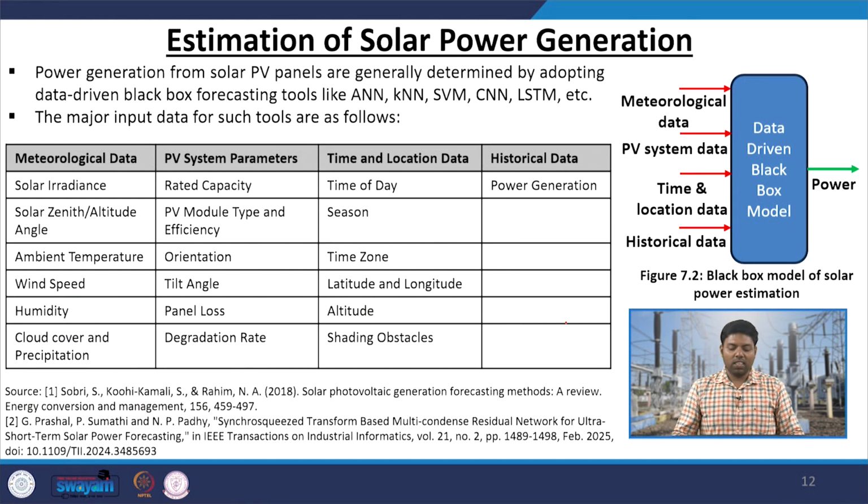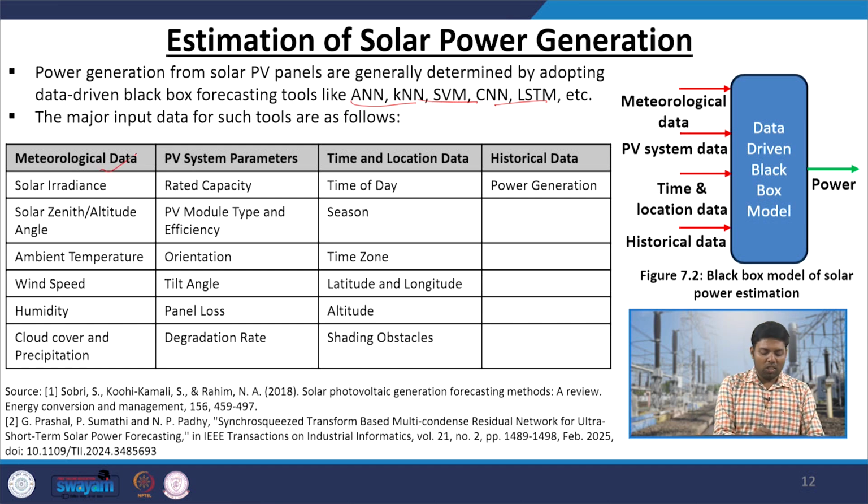Now, how can you estimate solar power generation from a solar PV panel? One model is the black box model, that is a data-driven black box model. We have studied ANN, KNN, SVM, CNN, LSTM, any kind of AI learning techniques. You give them input, and according to the input it will generate the output. You give the historical output data as well. So, we can follow that for solar power generation as well.